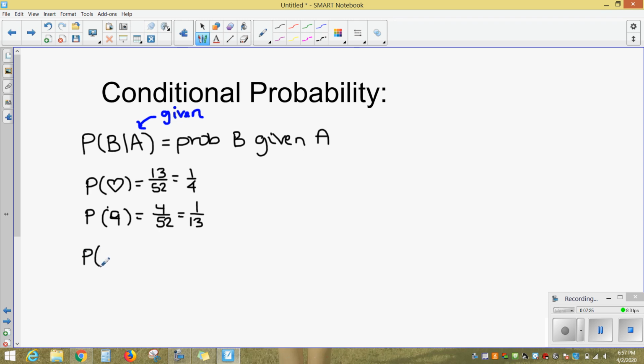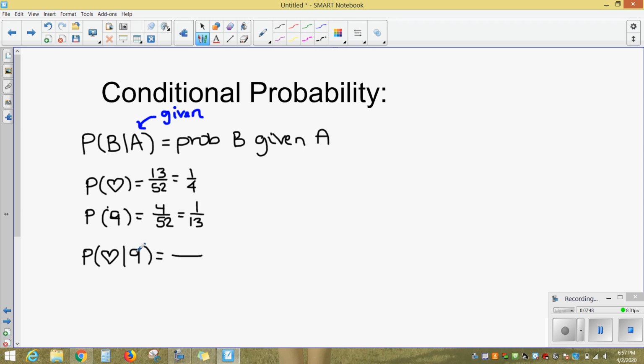Maybe I want to find the probability that I've drawn a heart, given that the card I drew was a 9. Now your author will have in there, it's on down the road a little bit in the book, a formula for finding conditional probability if you need it. But some of these we can do without a fancy formula.